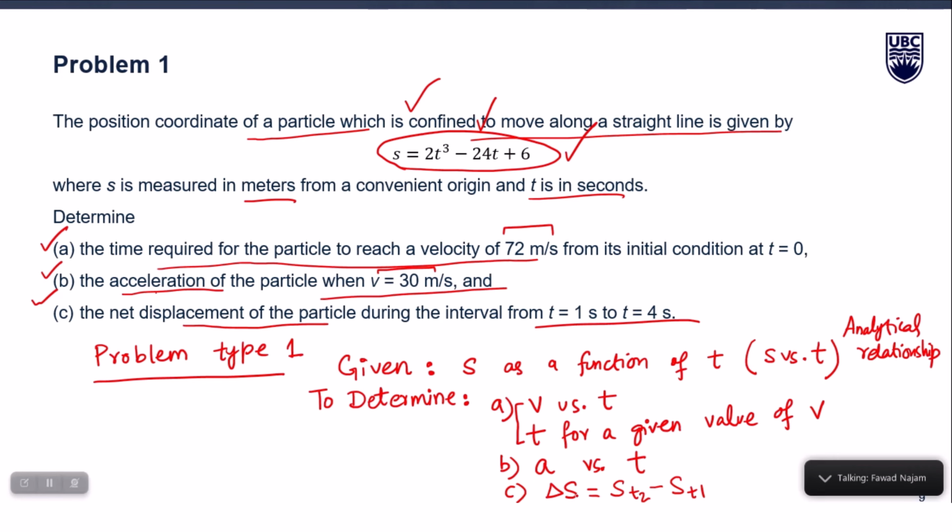So the solution approach for this should be, if for example we require velocity versus time with a given S versus time, the solution approach should be to differentiate that with respect to time. So let me just continue here with solution approach, right?